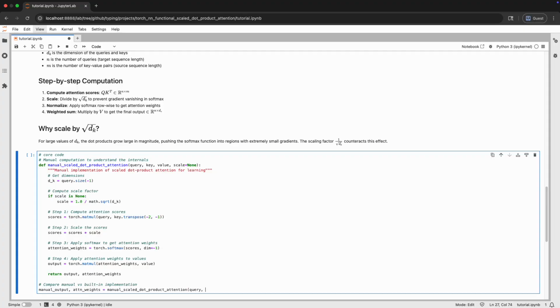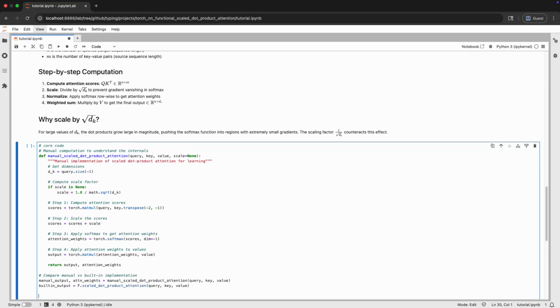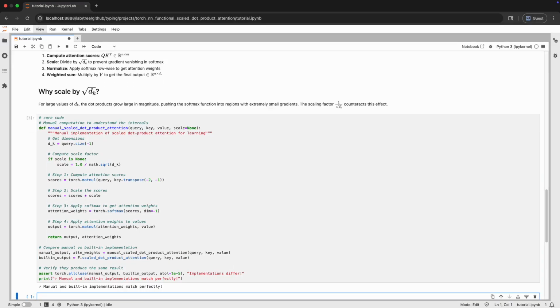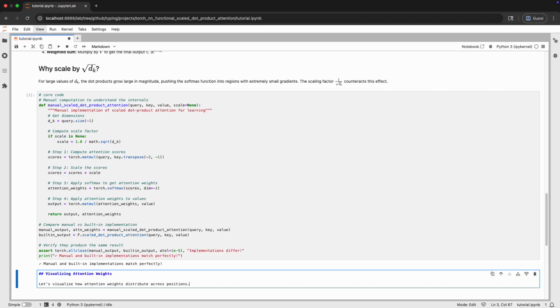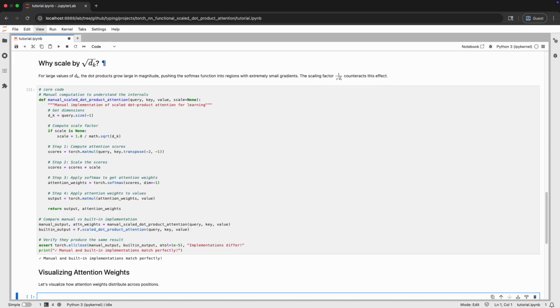Let me verify that our manual implementation matches PyTorch's built-in function. Excellent, our manual and built-in implementations match perfectly. This confirms that we understand exactly what the scaled dot product attention is doing internally. Now let's visualize how attention weights distribute across positions to get an intuitive understanding of what's happening.